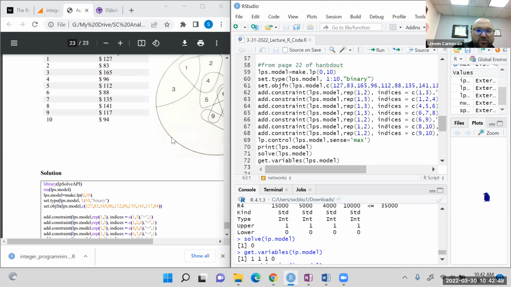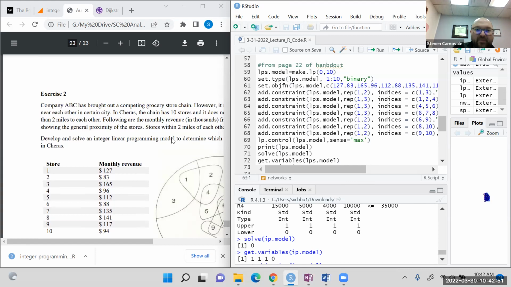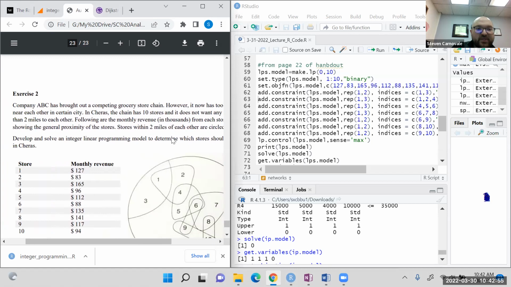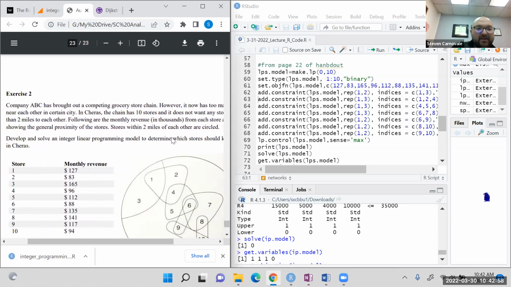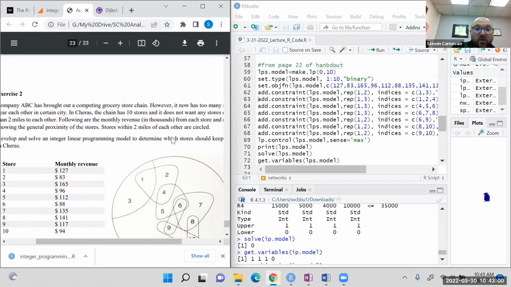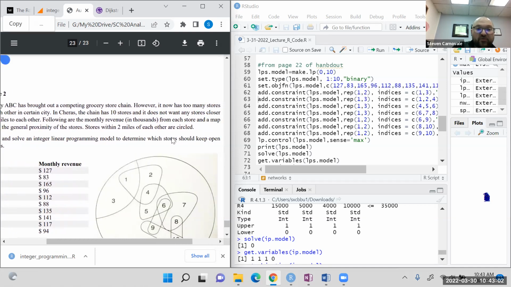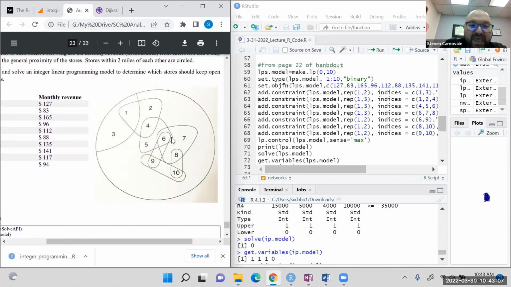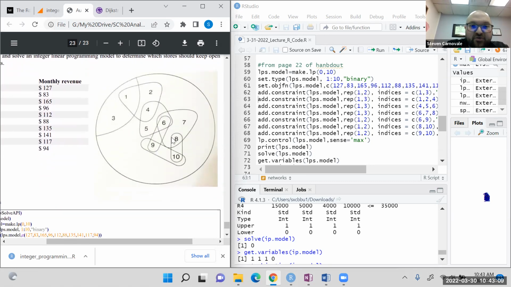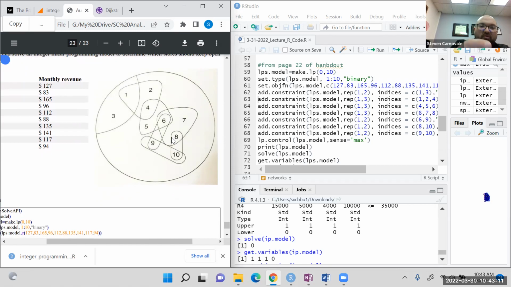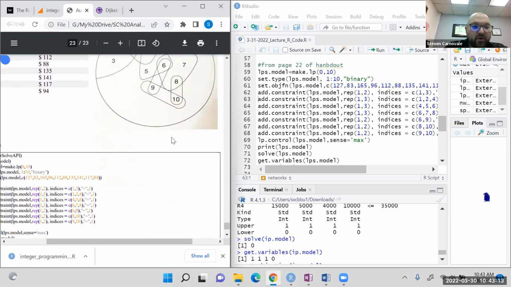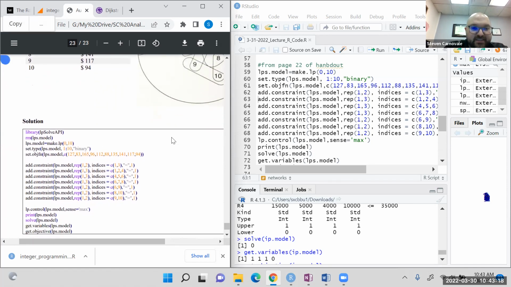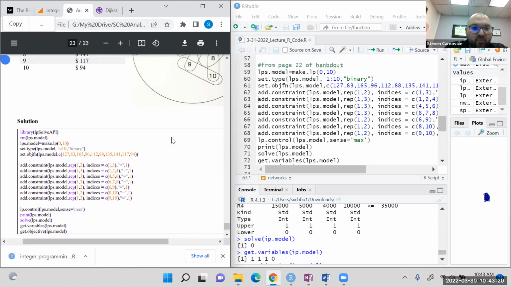In this case, my constraints are rather practical. We take a look here. It does not want any stores closer than 2 miles to each other. The circled stores are those within 2 miles of one another, so the combinations of those that can exist together is essentially the constraint. Stores 3 and 2 are not within 2 miles of one another, but 3 and 1 are. Each of these constraints is essentially saying either one or the other.